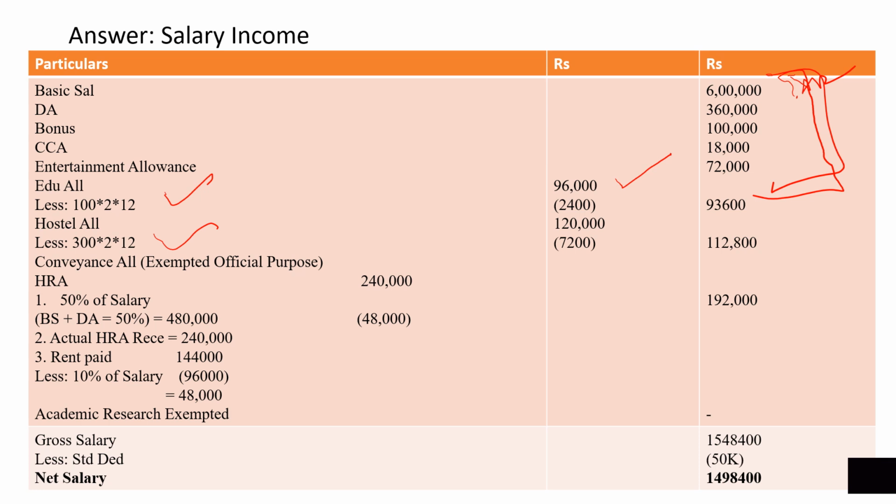Now moving to HRA calculation, 50% of salary here, DNS allowance also forming part. So your basic salary which is 6 lakh plus 3,60,000, other 50%. Second one, your actual HRA receipt. Third one, rent paid minus 10% of salary. Whichever is the least amount in the HRA calculation, deduct that and the balance is taxable. 2,40,000 minus 48,000, 1,92,000. Everything apart from that, academic research allowance is also exempted. So you add up all, you will arrive at this amount minus standard deduction 50,000 to arrive at the net salary. So I hope this is clear till this.